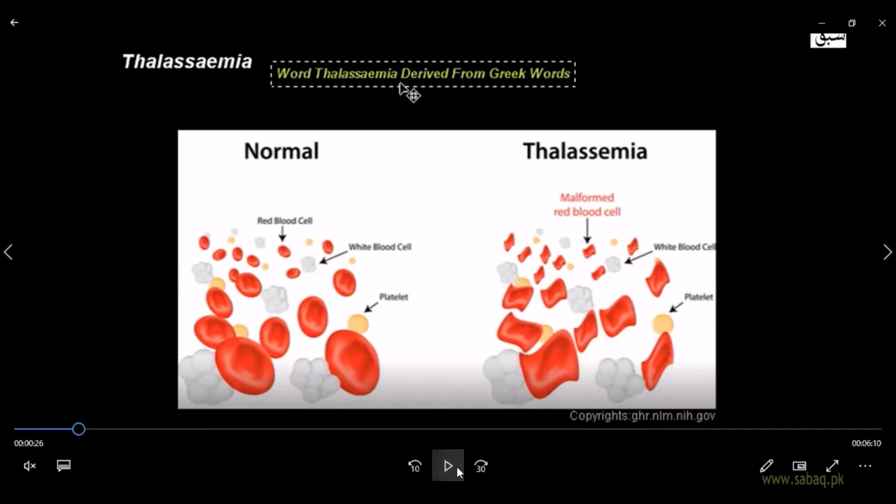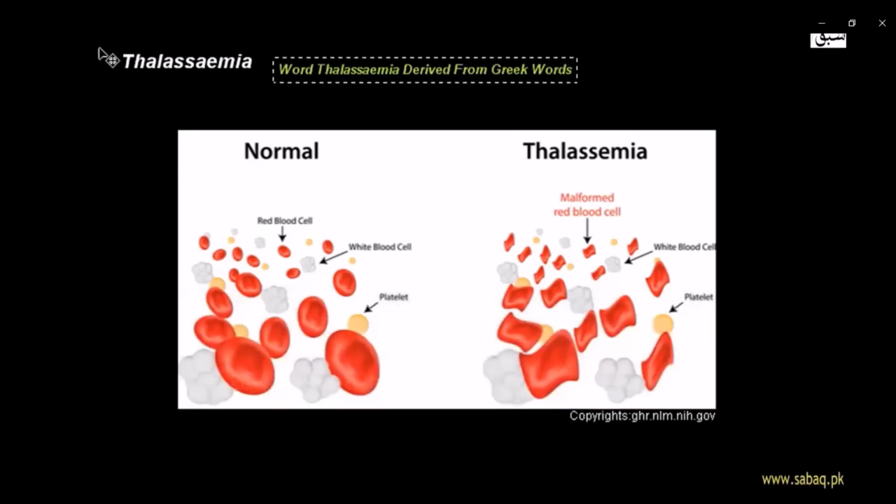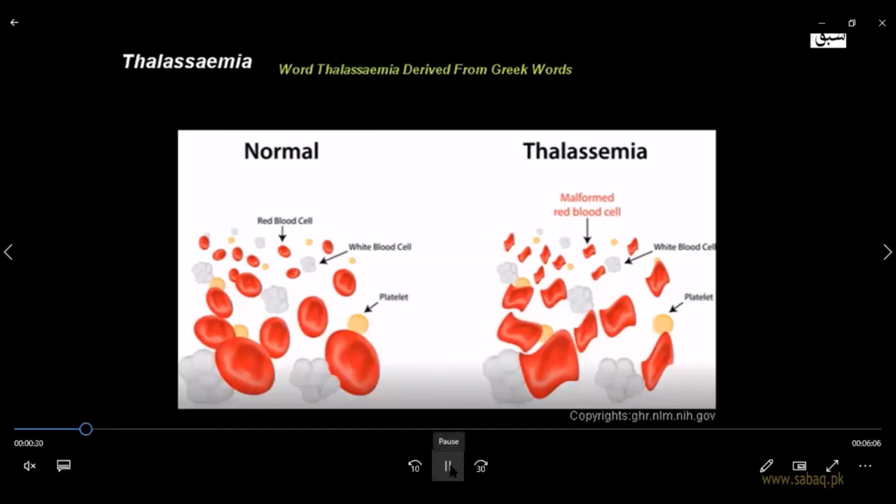Now the word thalassemia is derived from Greek words thalassa and hema. Hema is blood, as we are already aware. We're talking about the hemoglobin protein. Thalassa means sea. It means the sea of blood. Now, what is the other name for thalassemia? It is also called Cooley's anemia, after the name of Thomas B. Cooley, an American pediatrician. A pediatrician is a doctor who specifically treats children.